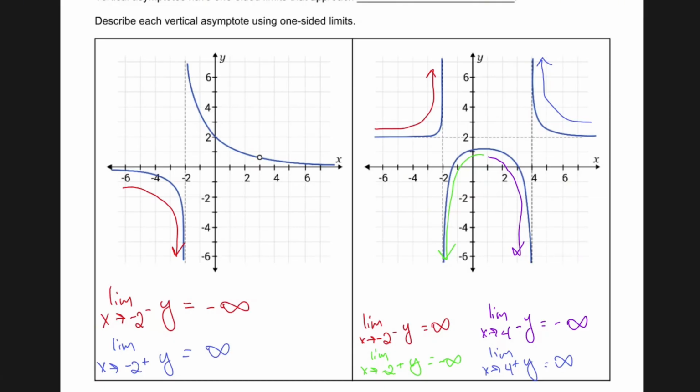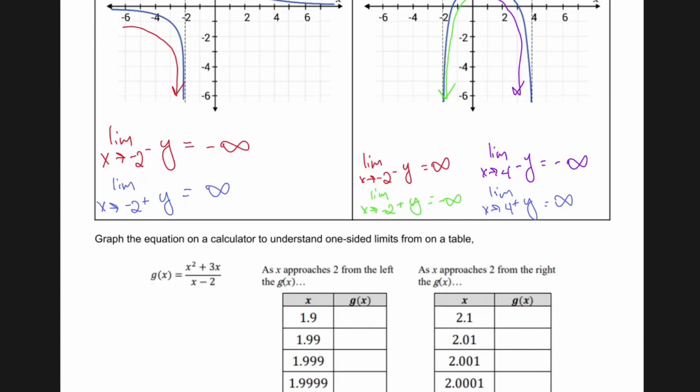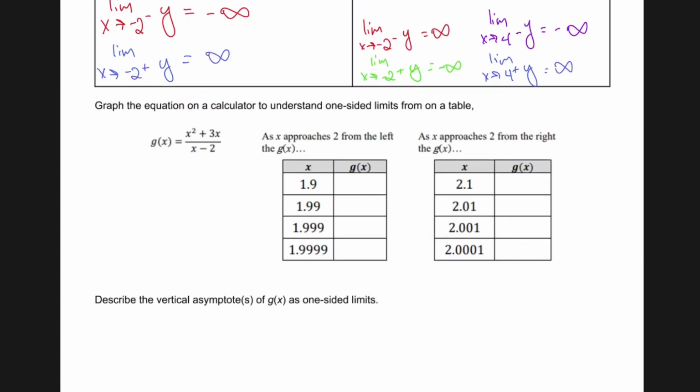All right, let's graph the equation on a calculator to understand one-sided limits from a table. What we're going to do is take that function and graph it on our TI-84 Plus, because why not? We'll see what the picture looks like, and that'll help us get a nice visual here. Okay, let's go and do that now.